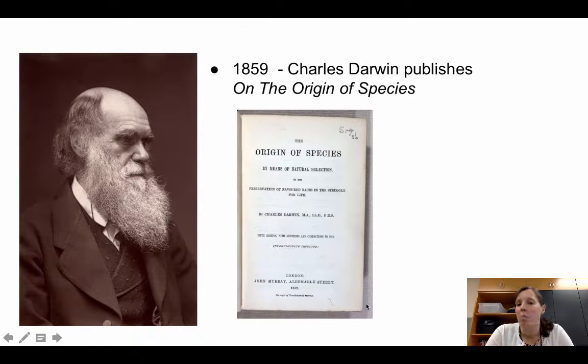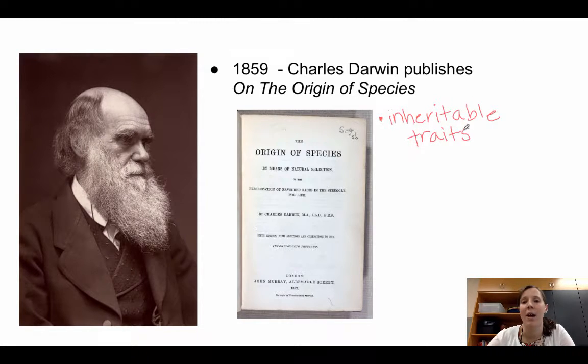So the first really important event was when Charles Darwin published On the Origin of Species by Means of Natural Selection. Now, of course, Darwin's book was focused on the concept of evolution, not on genes, but in describing how evolution happens, Darwin talked about inheritable traits, right? Traits that can be passed down from parents to offspring.